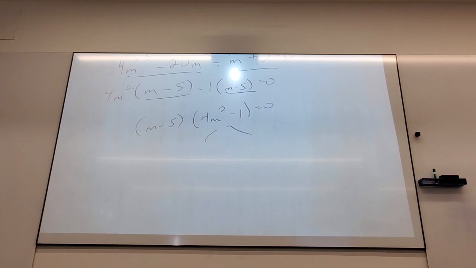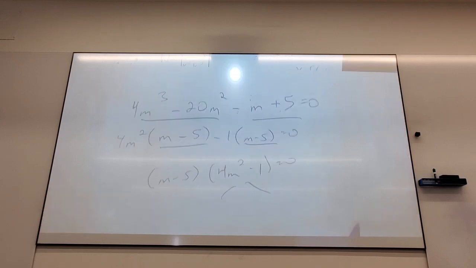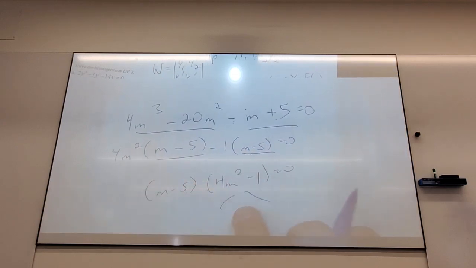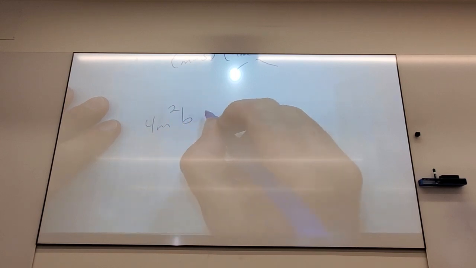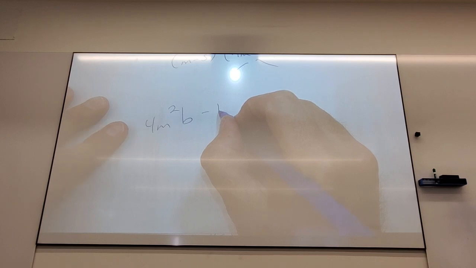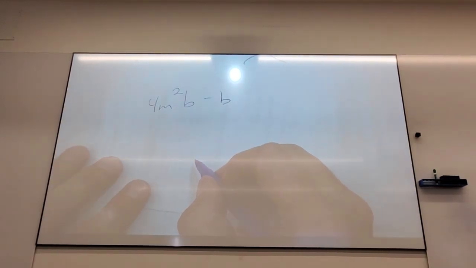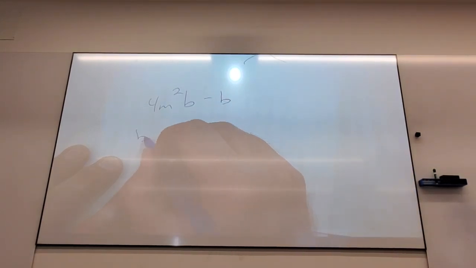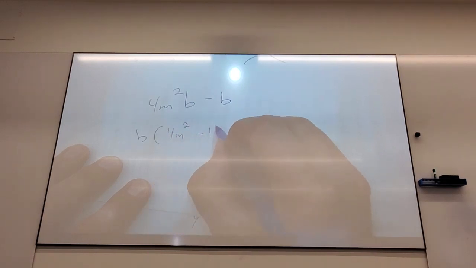Anything else? Yes. I don't understand the algebra. Oh, which part? How the 4m squared all of a sudden becomes 4m squared minus 1. Oh, okay, real quick. All right, ready? You're going to love this. Can you please, you can do it, Jeff. Factor this. What comes out? A b comes out. And then you get what? 4m squared minus 1. Yeah, okay.